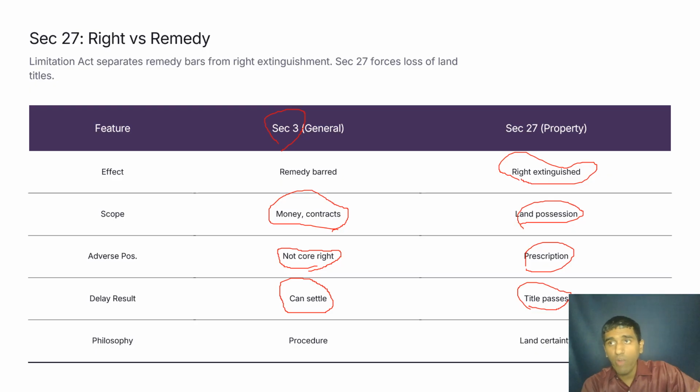Meaning section 27 is a deterrence against being lax about enforcing possession of your land against illegal entrants. So essentially you are required to reclaim possession of your land as soon as possible to ensure that section 27 is not attractive to the other side. Then section 3 is more of a procedure.